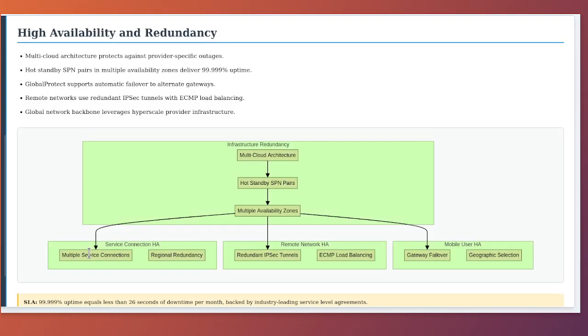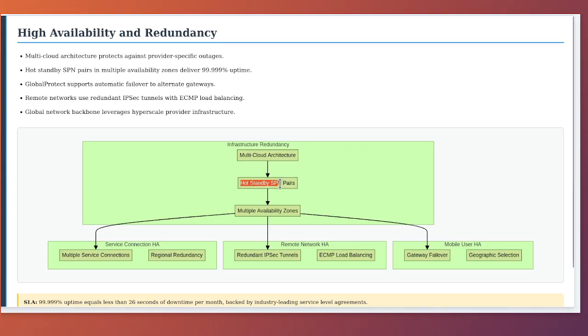High availability and redundancy. Prisma Access is designed for high availability with multiple layers of redundancy built into the architecture. Understanding these redundancy mechanisms helps you design deployments that meet your availability requirements. The diagram illustrates the redundancy architecture. At the infrastructure level, multi-cloud architecture provides resilience by deploying across multiple cloud providers. This protects against provider-specific outages and ensures global coverage.